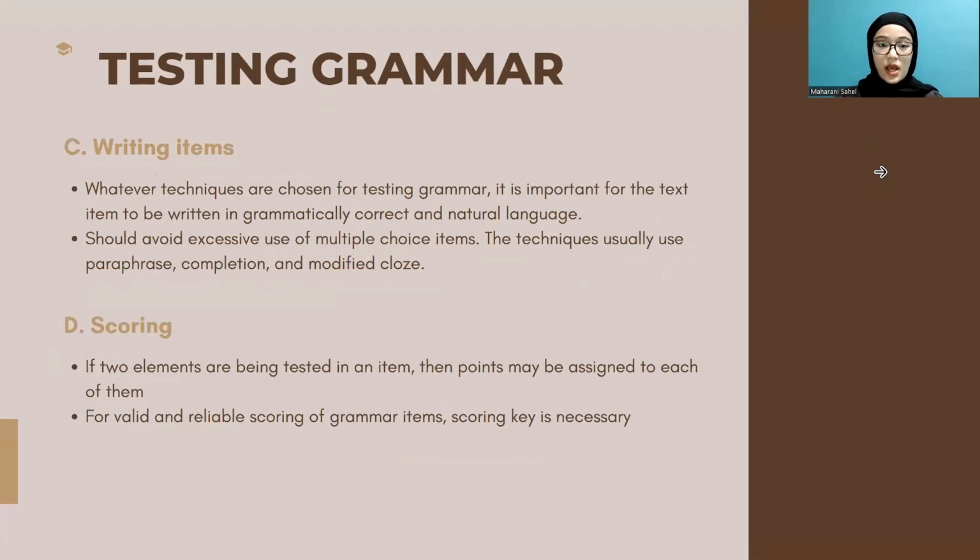C. Writing items. Whatever techniques are chosen for testing grammar, it is important for the test item to be written in grammatically correct and natural language. We should avoid excessive use of multiple choice items. The techniques usually use paraphrase, completion, and modified clause. D. Scoring. If two elements are being tested in an item, then points may be assigned to each of them. For valid and reliable scoring of grammar items, a scoring key is necessary.